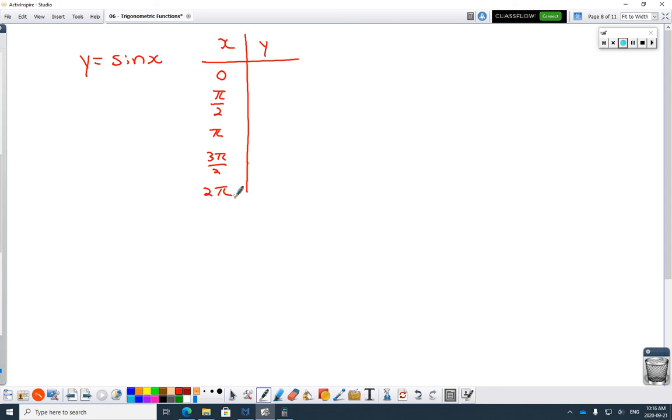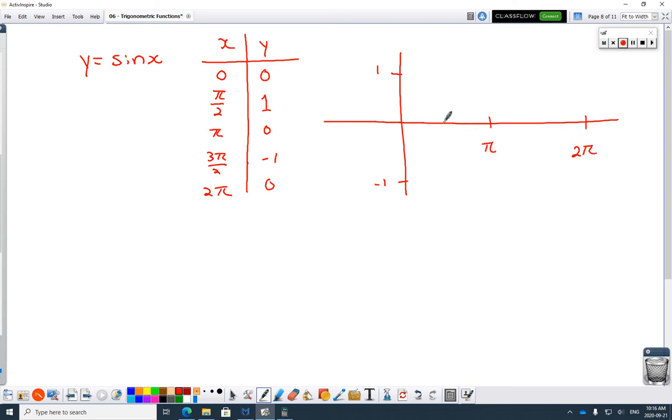I encourage you to make sure on your calculator you know how to type these in and get these answers. If you do type them in for sine, what you'll get is 0, 1, 0, negative 1, 0, and you'll get the graph of sine. I'm not getting carried away with graph paper and being really specific. I'm just asking, what does sine look like? Sine goes from 1 to negative 1, and it takes 2 pi to do a full lap.